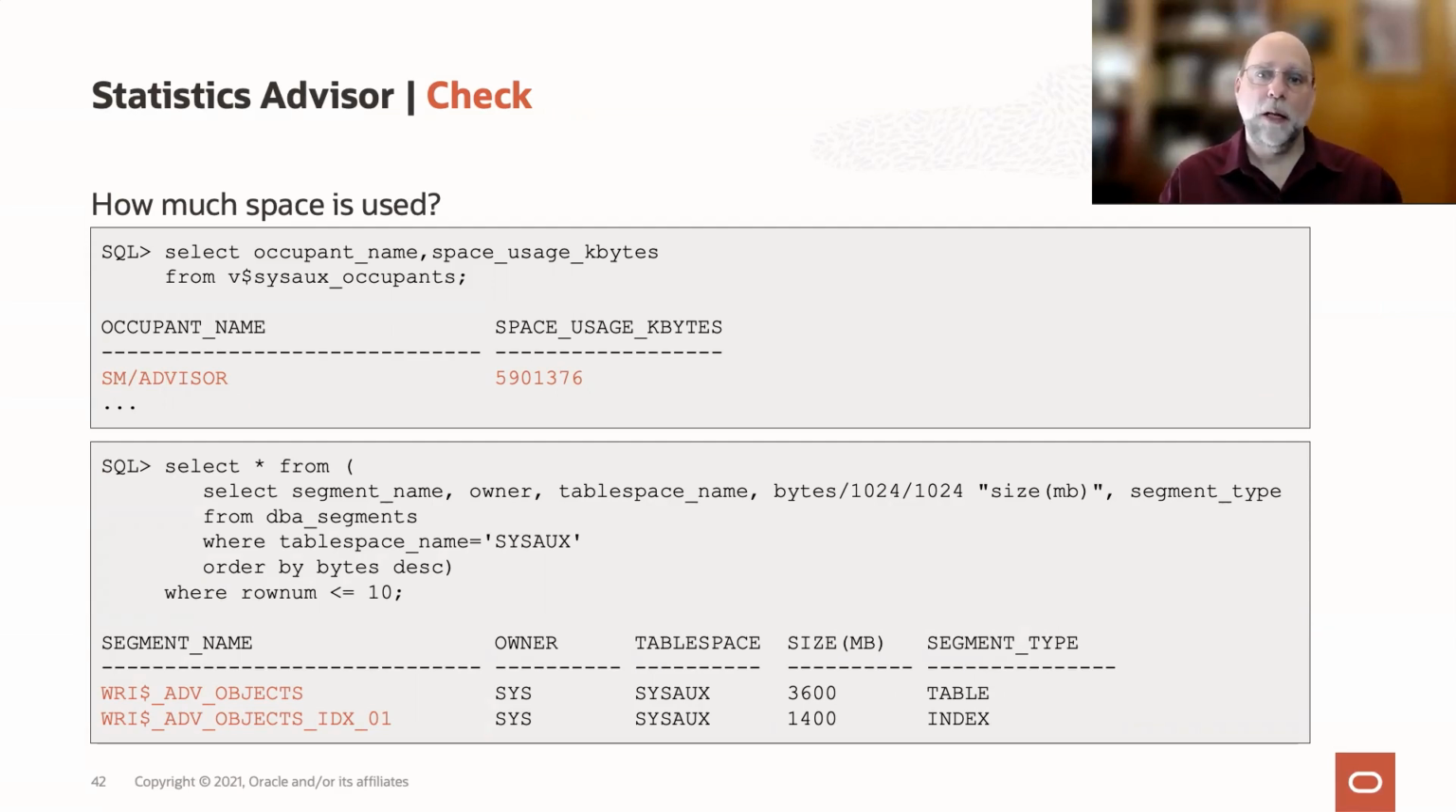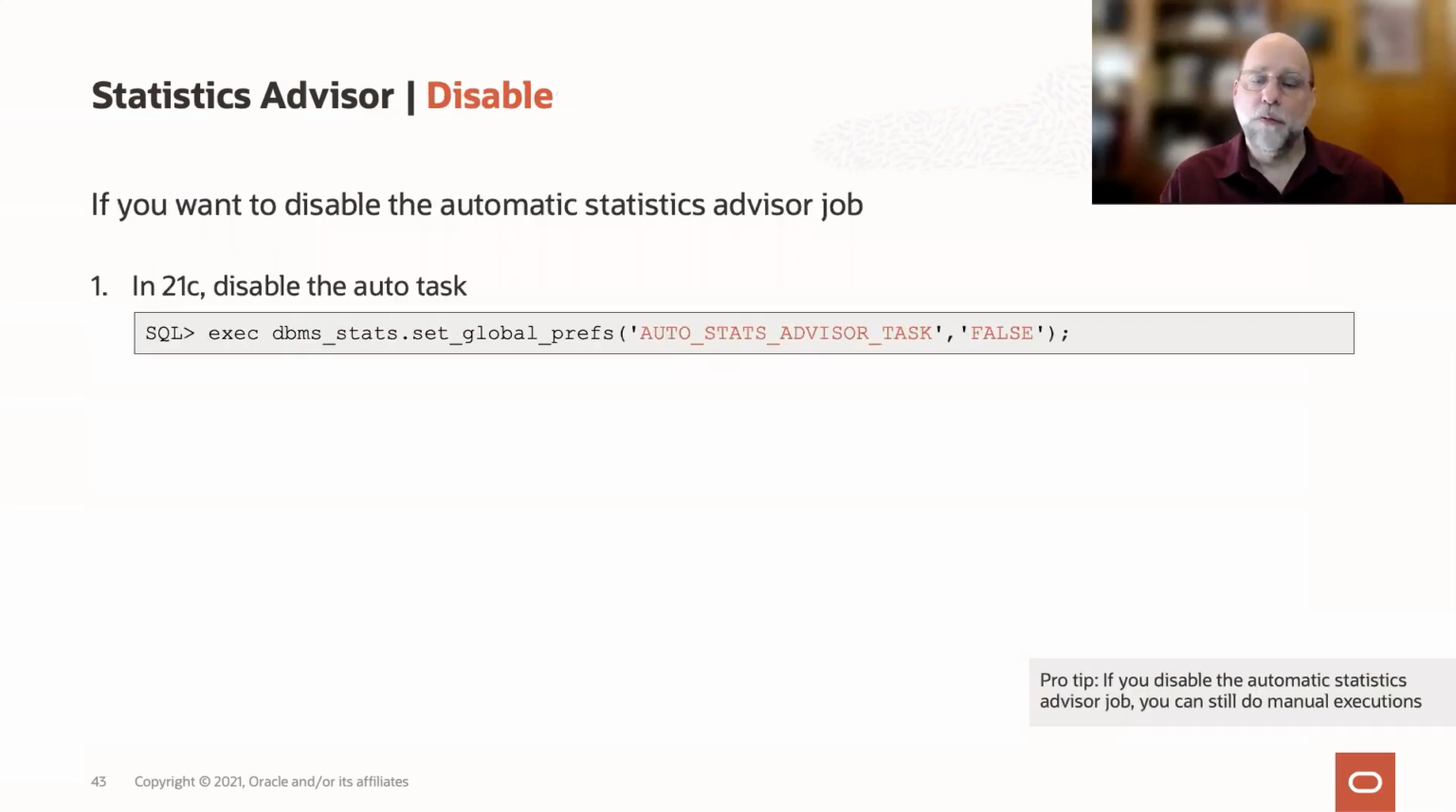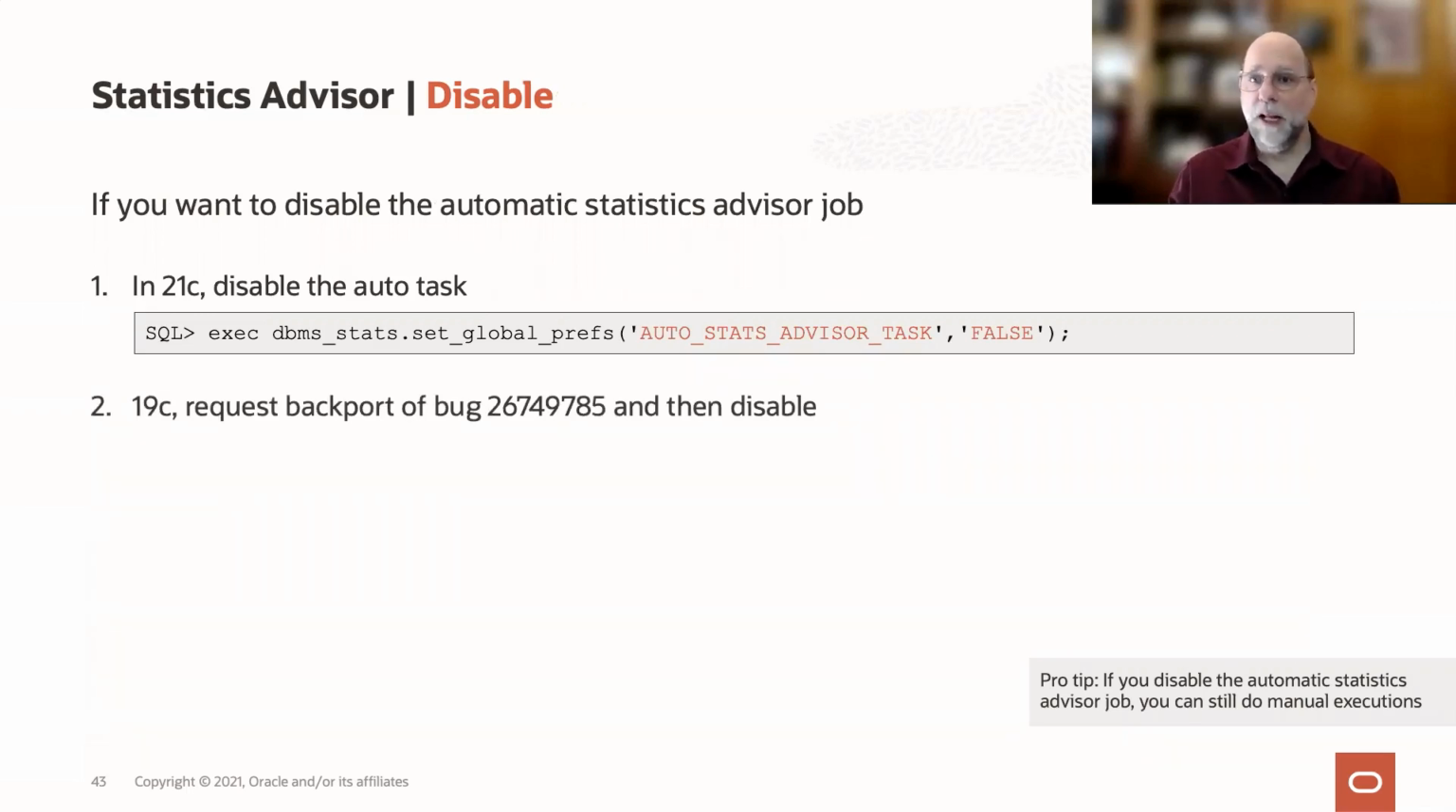But to do that, it's really a two-step process. The first thing you would do is disable the automatic statistics advisor job. In 21c, you can disable the auto task. That's a single command, very easy. It's not so easy in 19. Now, you could request a backport of this bug number, put it on your system, and then disable it just as you do in 21. I don't really recommend that because that backport is not part of the release updates. And that means that with every successive release update, you might need to get a new version of the patch, which is kind of a pain.